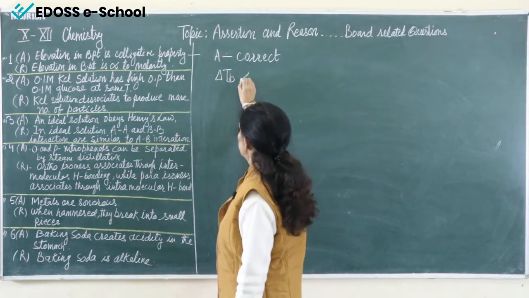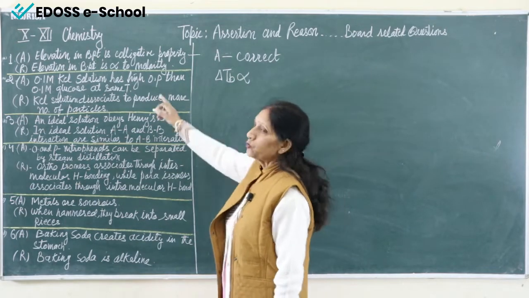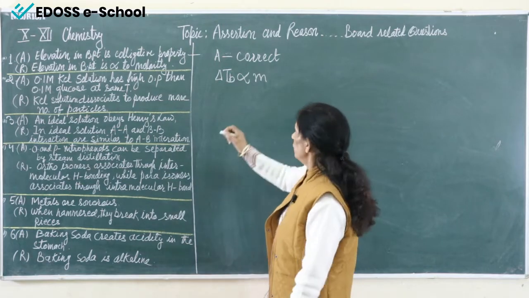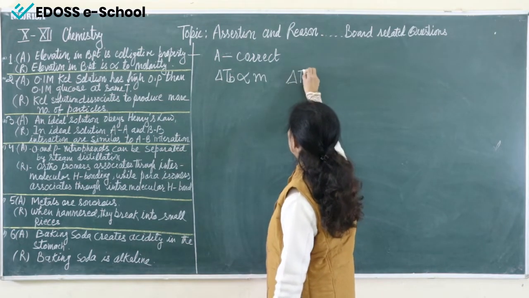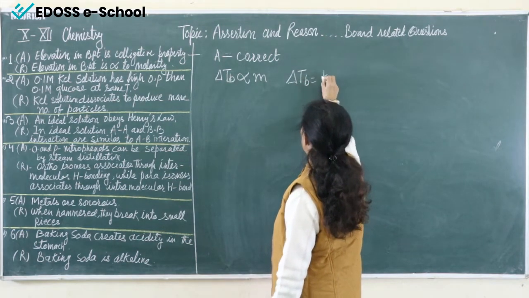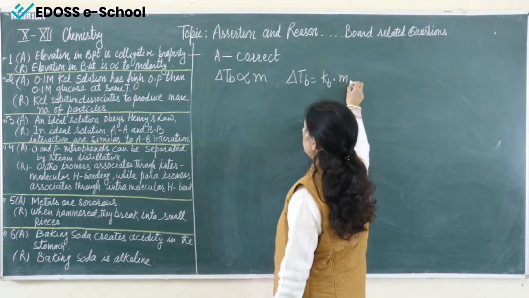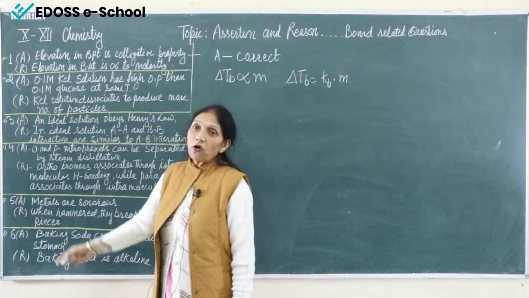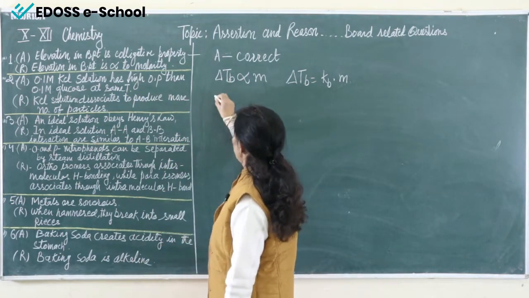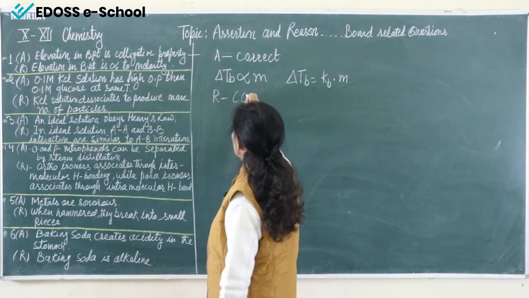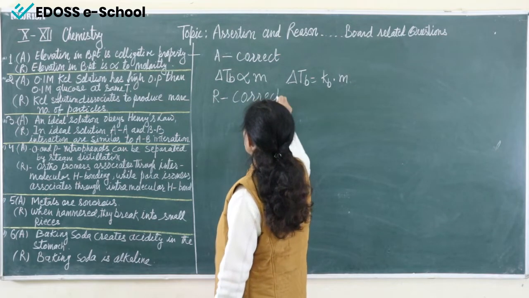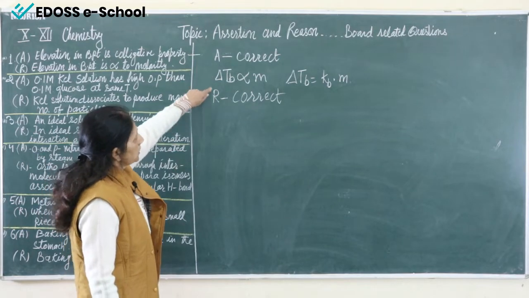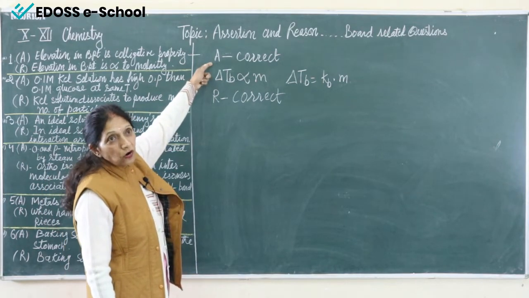Okay, this is directly proportional to molarity, means to L. And we know that delta TB is equal to KB into L. So the reason is also correct. Now for the reason we will write this is also correct. Now the third thing that we have to find is whether this reason is related to the assertion or not.